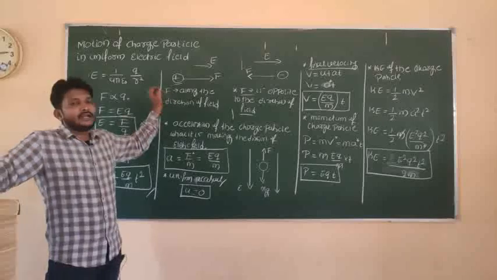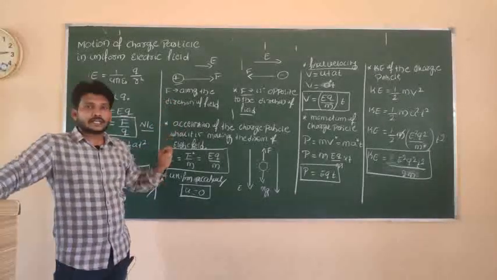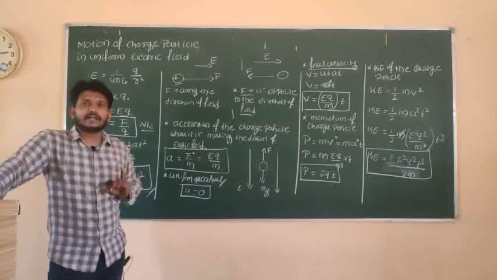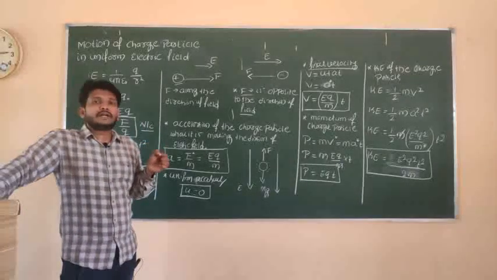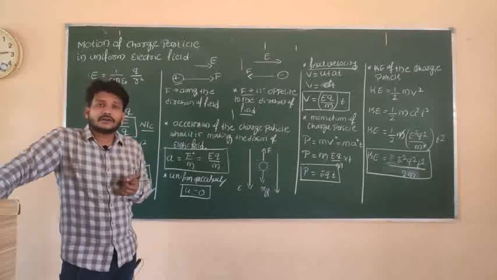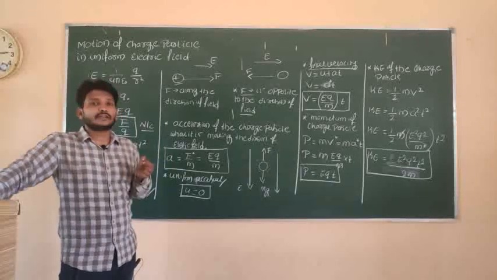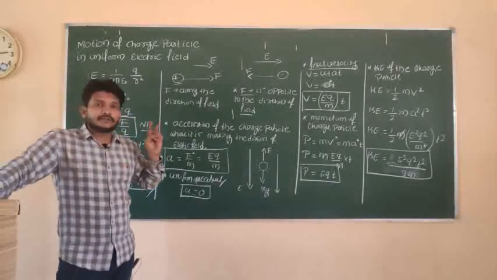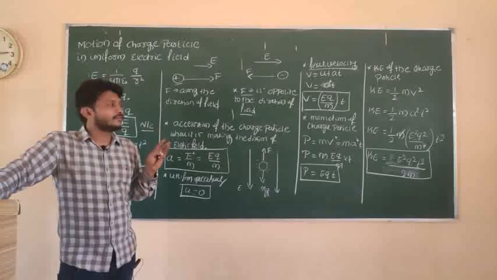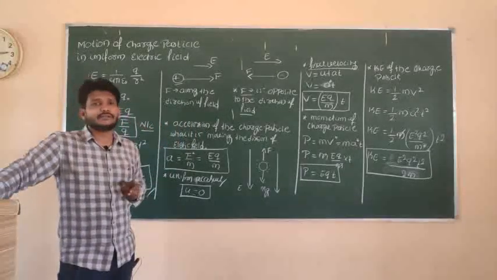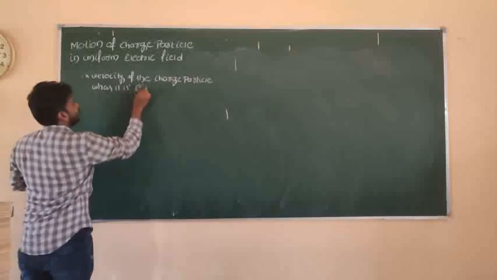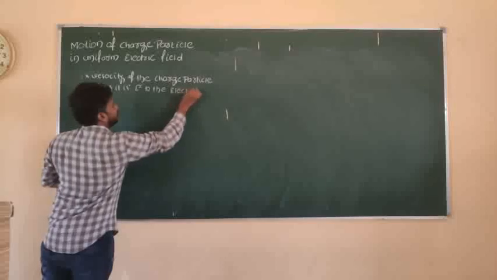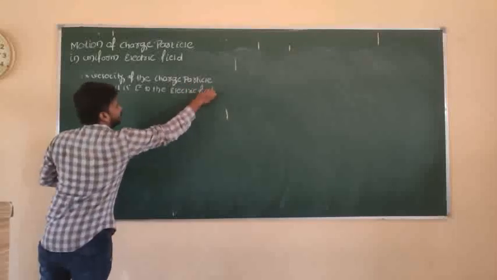So these are all the equations related to the motion of the charged particle when it is moving along the direction of the electric field. Suppose the charged particle is moving perpendicular to the direction of the electric field, then what about the equation for velocity, the equation for acceleration, and the equation for kinetic energy? We will consider it perpendicular to the electric field.